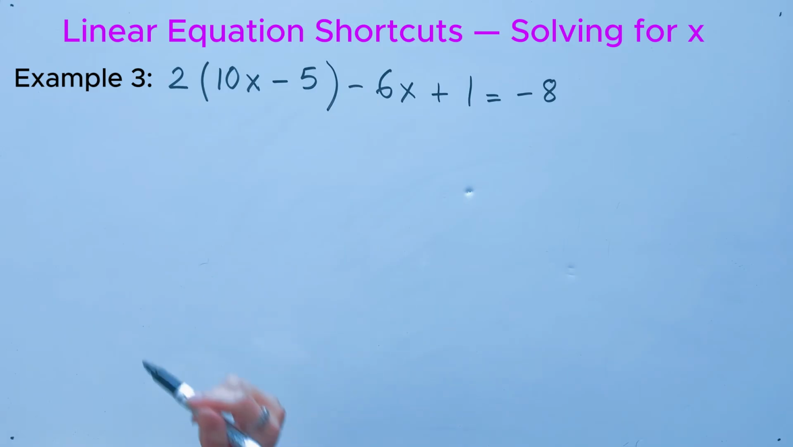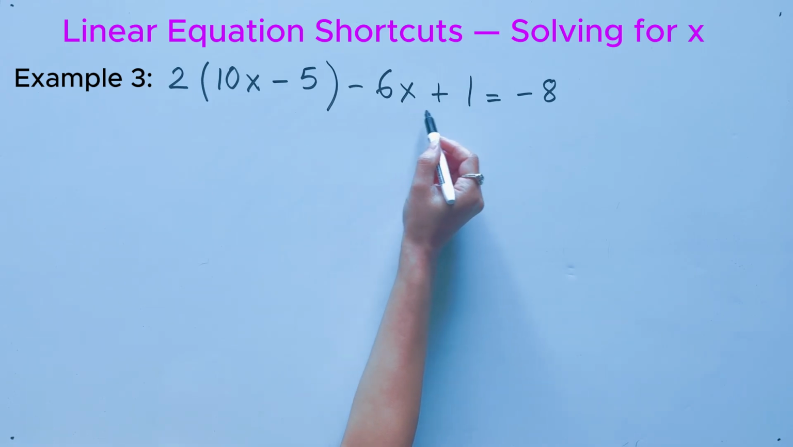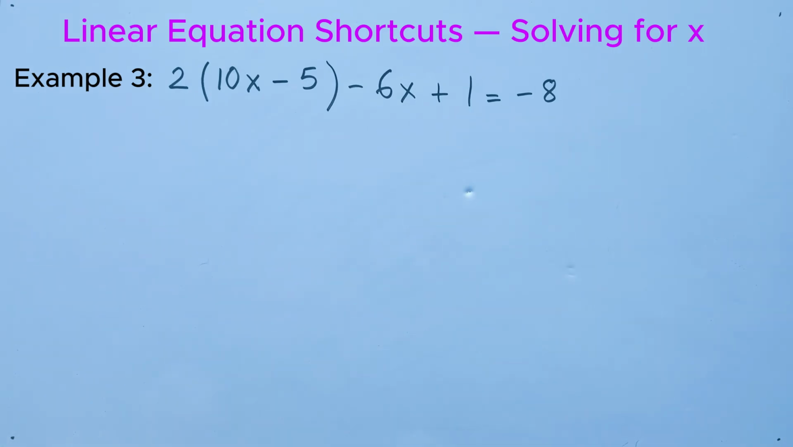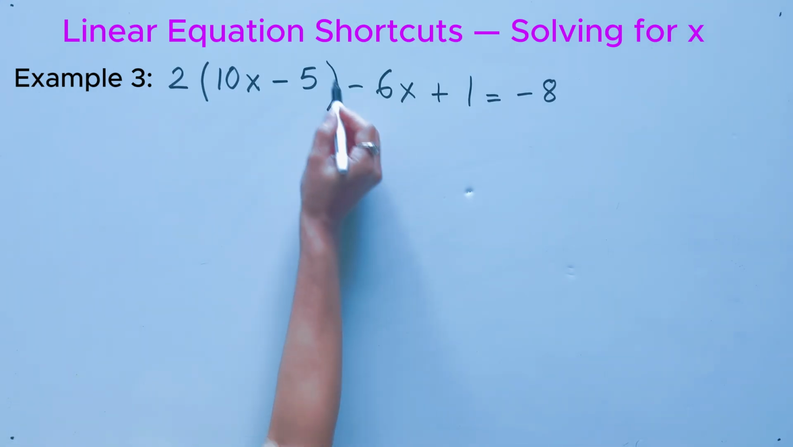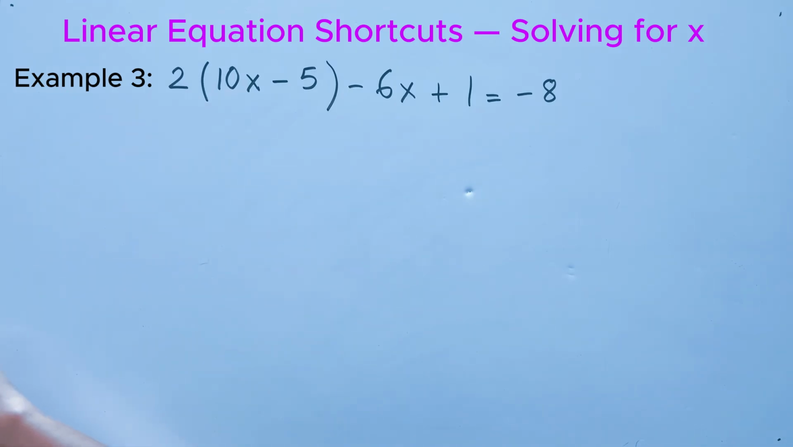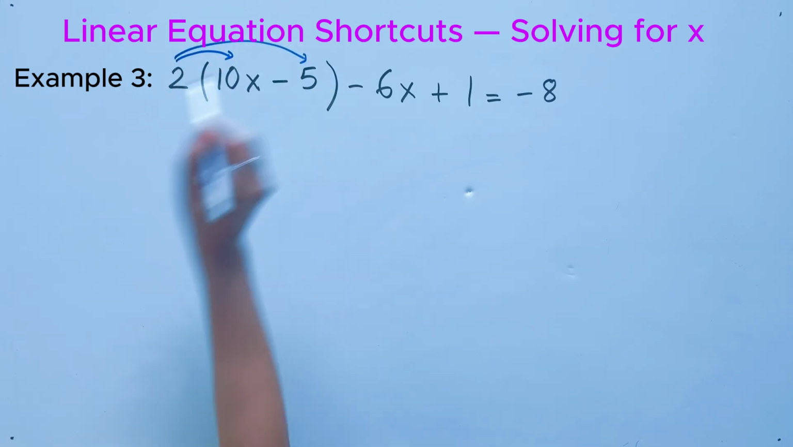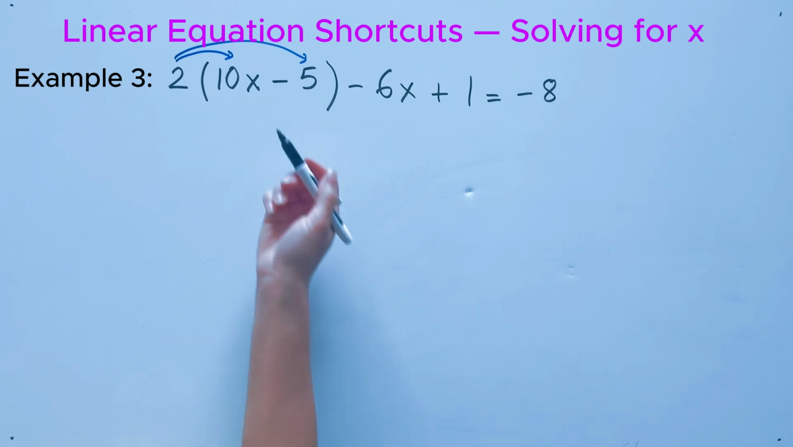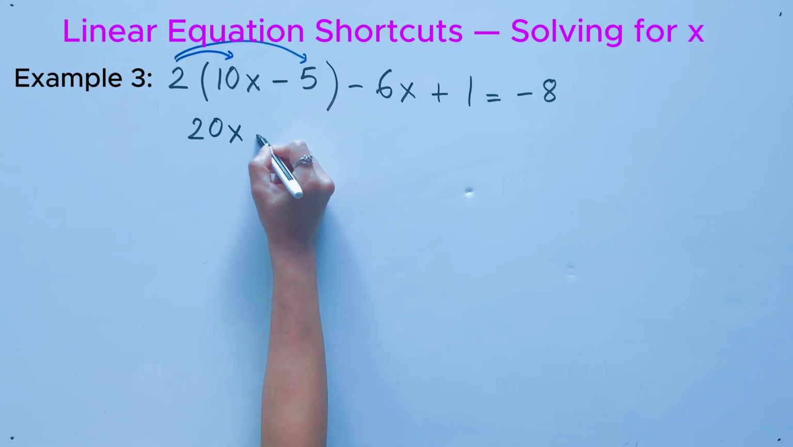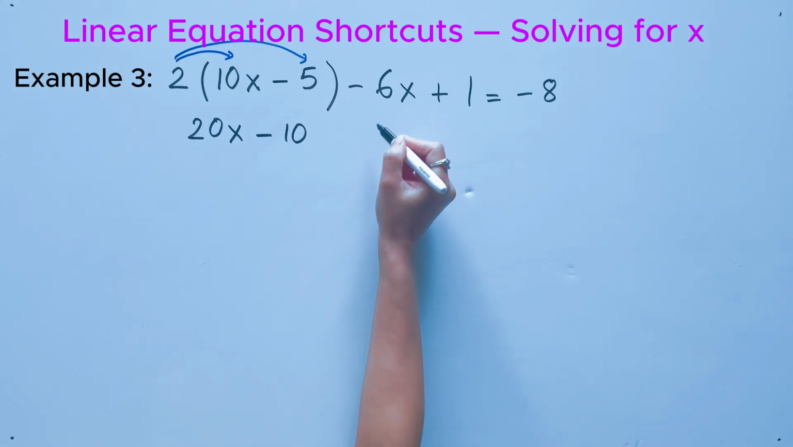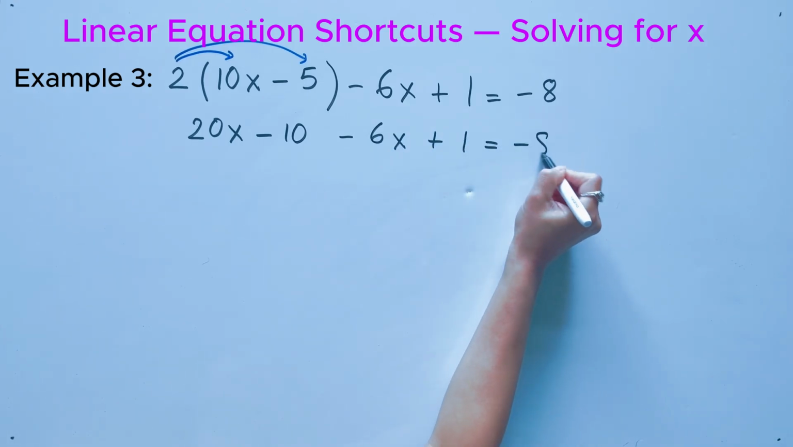Let's look at our last example here. 2 times (10x minus 5) minus (6x plus 1) equals negative 8. So in this case, we have to solve for x. So when you see the parentheses, we will use distribution. We'll take 2 and multiply in. Okay? So 2 times 10x is 20x. 2 times 5 is minus 10. Then minus 6x minus 1 equals negative 8.